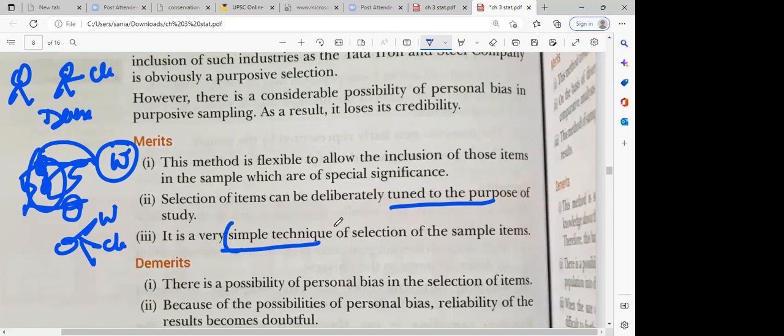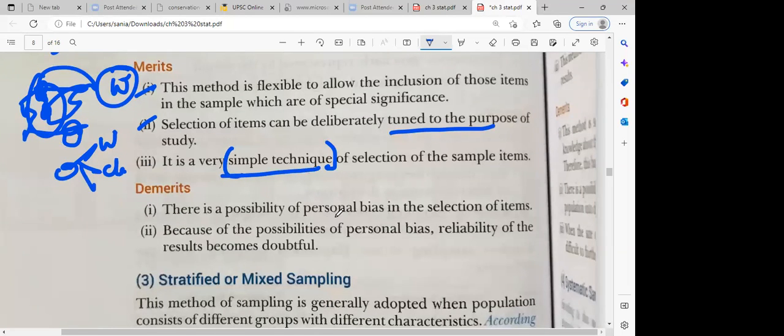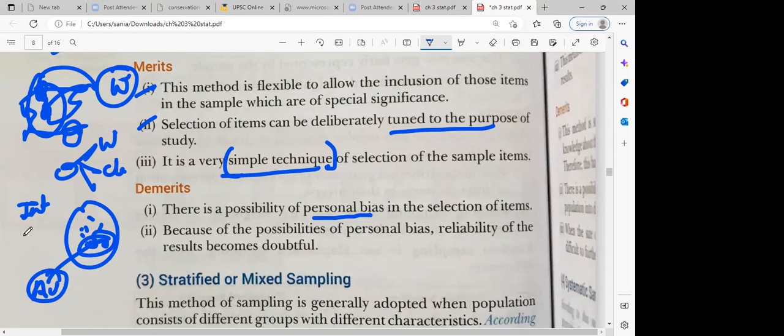simple technique. Third point. Here, selection of first, second, you have to write the entire. And then what are the demerits? There is a possibility of personal biasness, right? For example, I am choosing intelligent students, and over here, these are the students, and these two people are my favorite. But these students are average, but I made them the sample. So here you can see personal biasness. So you will write here possibility of personal biasness.